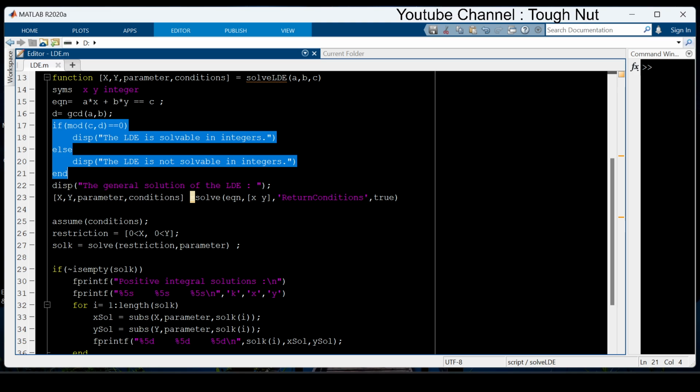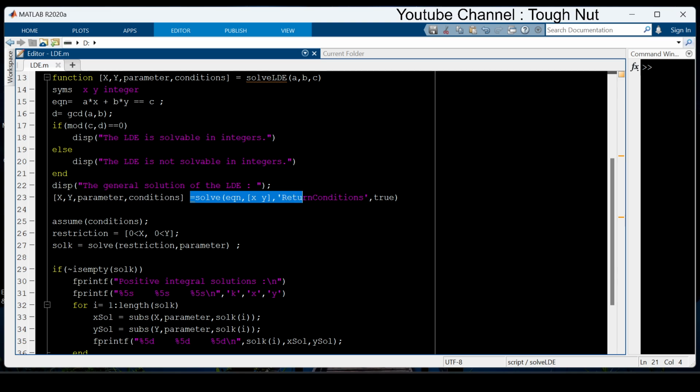We then use the solve function to solve the LDE, passing it the symbolic equation eqn, the variables x and y, and the name-value pair argument ReturnConditions true. ReturnConditions is a flag that returns parameters and conditions. If true, it provides parameters and conditions under which the solution is valid. I hope you now understand what the terms parameter and condition refer to.